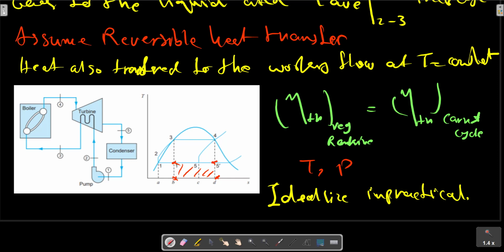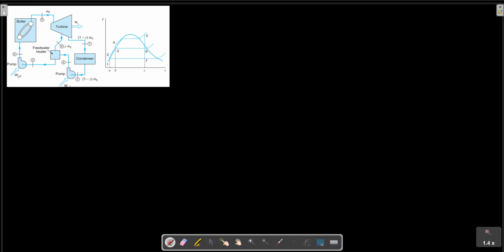The practical regenerative cycle extracts some of the vapor after it has partially expanded in the turbine and uses feed water heaters, as shown in the next picture. The next picture is the previous cycle.